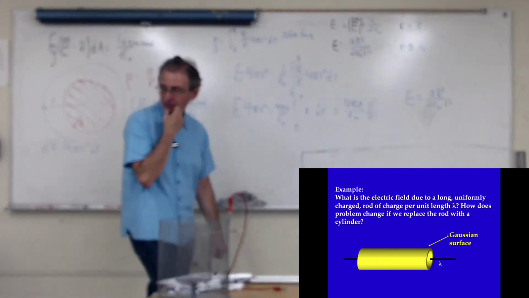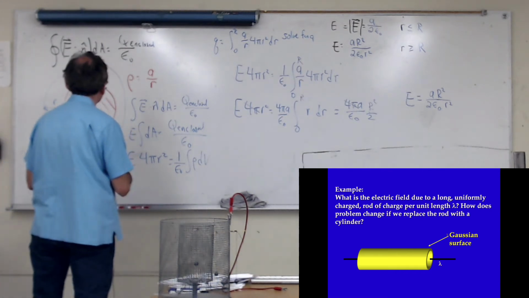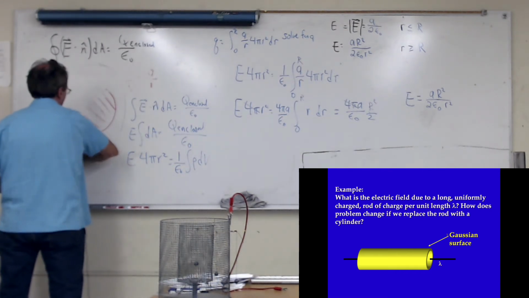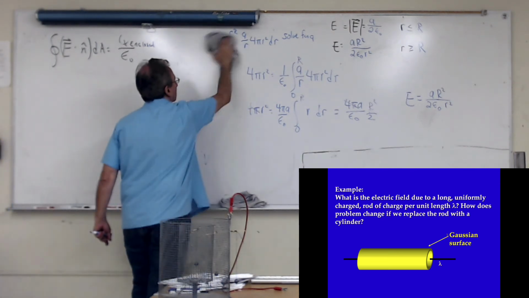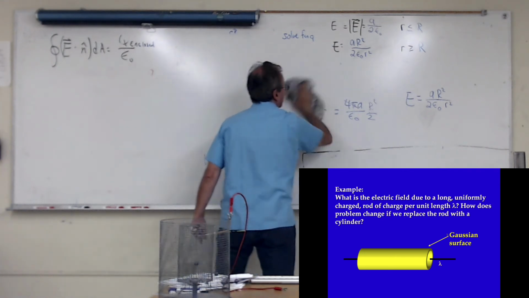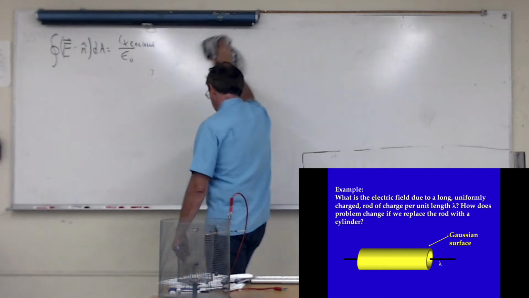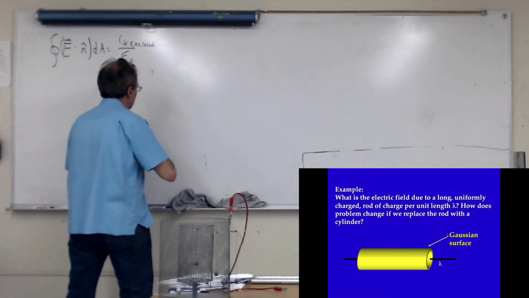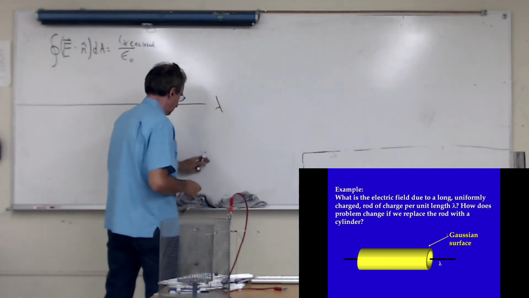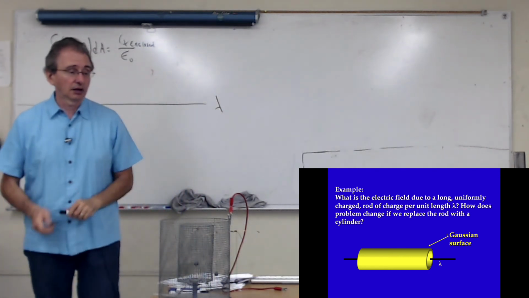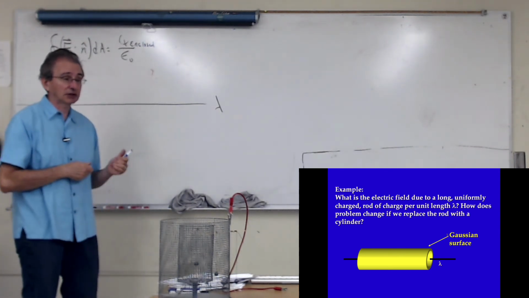Let me do another example, different geometry. This time, instead of a sphere that's charged, we have a line of charge. So here's a rod. Charge per unit length lambda. I want to first determine what the electric field looks like. Okay, I'm going to assume that this thing is infinitely long.